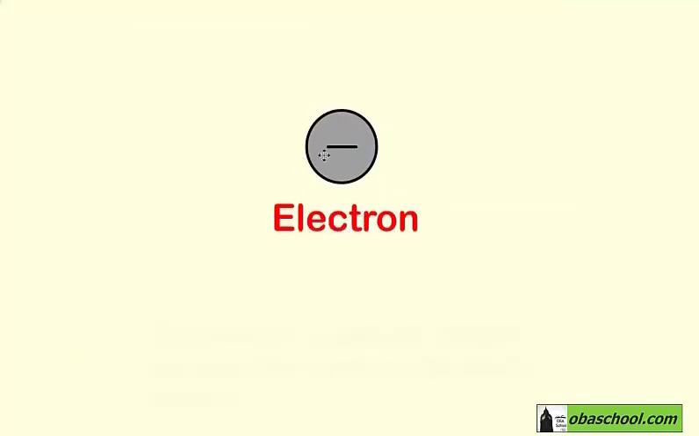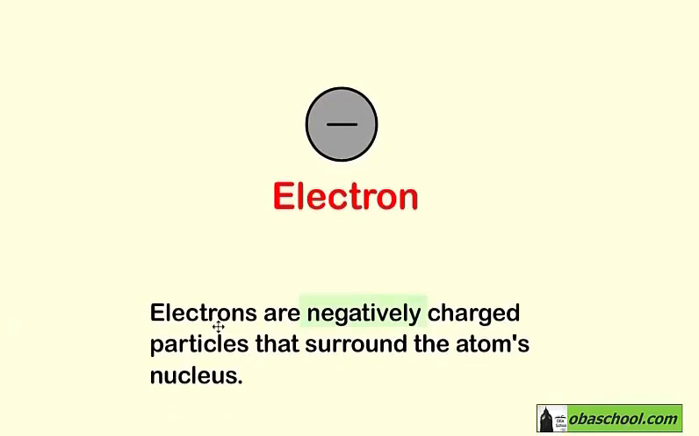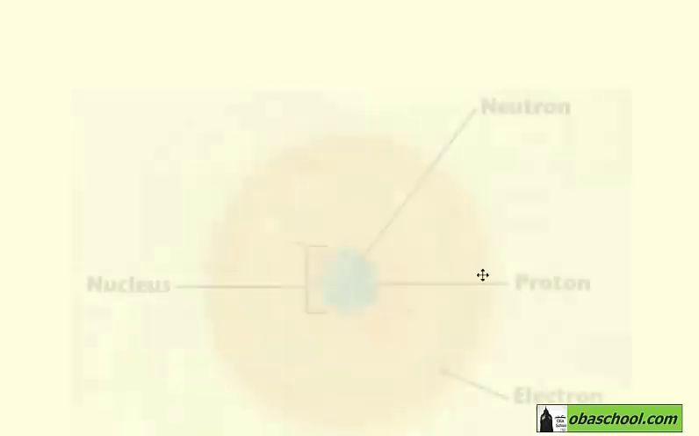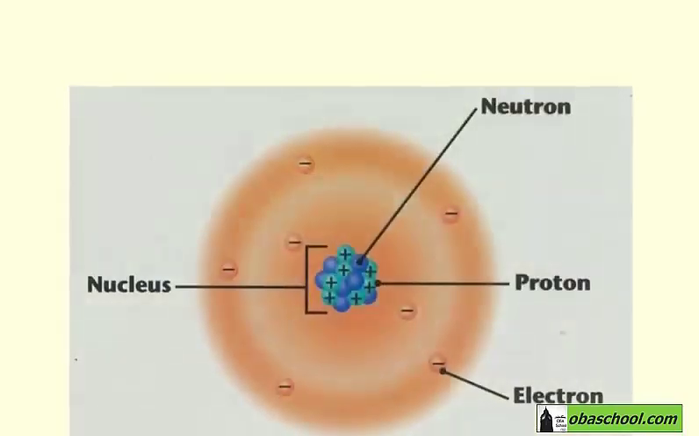Now look at this. This is how the electron looks like. It has the minus sign in the middle. Electrons are negatively charged particles that surround the atom's nucleus, as we have seen in the previous diagram. Electrons have the negative charge, which is the minus charge, and they are distributed in the atom around the nucleus. Check how they are distributed in this figure. You can see the negative charges around.